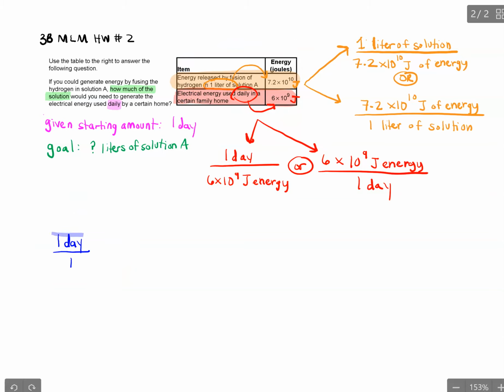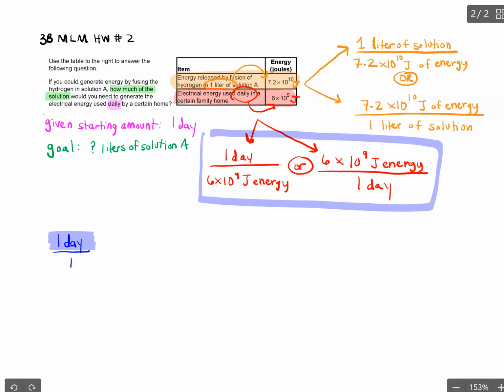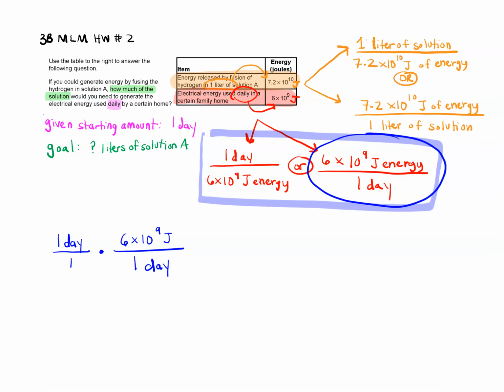Okay, so my given starting amount was 1 day, so I need to use one of these unit conversions that involves a day. And since days and my starting amount are in the numerator, I need to use the unit conversion that has days in the denominator. So my units of time, my days, will cancel out. And right now the unit that I'm left with is joules. And it's in the numerator.